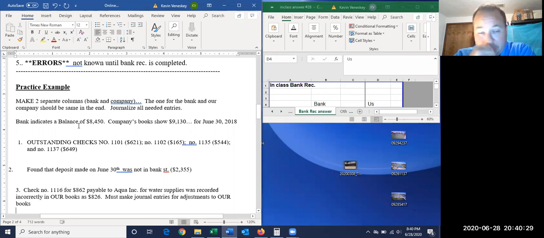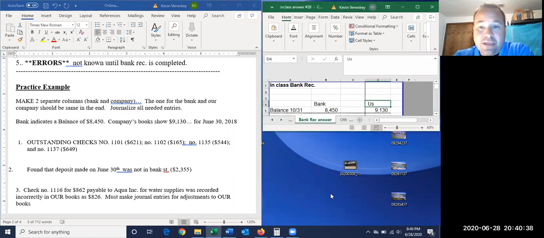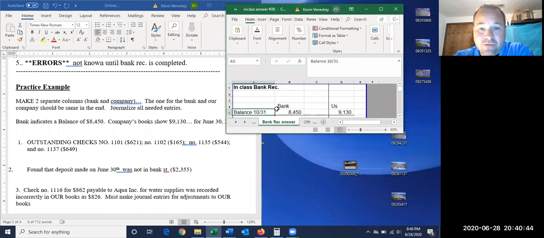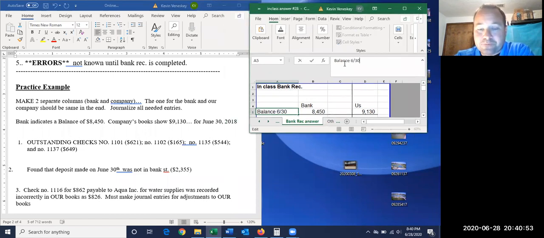So when we get to the end of the month and we look at the bank statement that comes to us, it says the bank shows our cash to be $8,450. And I just have, this is a date from another problem. Let me just update this. This would be, from this one, it's on 6/30. So don't worry about the dates on this one.